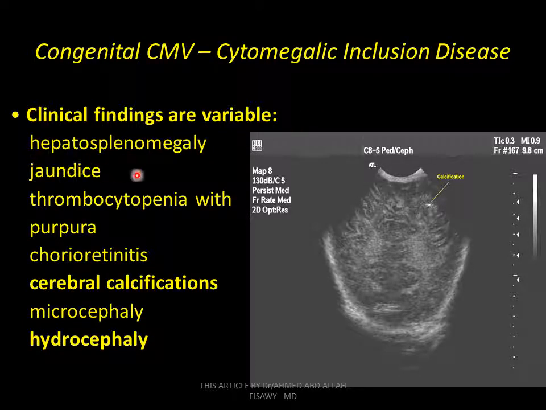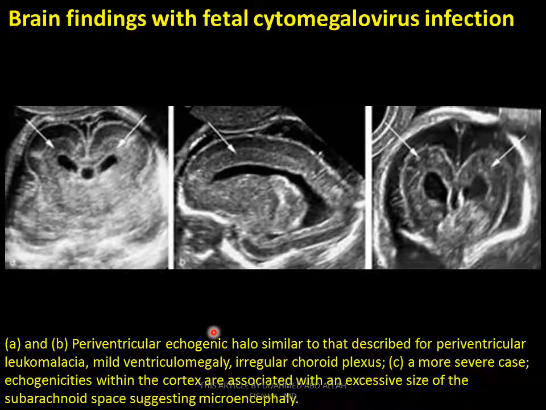Clinical findings are variable: hepatosplenomegaly, jaundice, thrombocytopenia with purpura, chorioretinitis, cerebral calcification, microcephaly, hydrocephaly, and this is cerebral calcification images with ultrasound. Brain findings with fetal cytomegalovirus infections: periventricular echogenic halo similar to that described for periventricular leukomalacia, mild ventriculomegaly, irregular choroid plexus. In more severe cases, echogenicities within the cortex are associated with excessive size of subarachnoid space suggesting microcephaly.